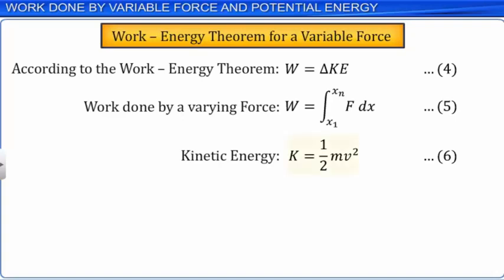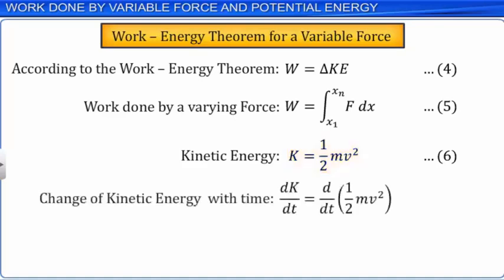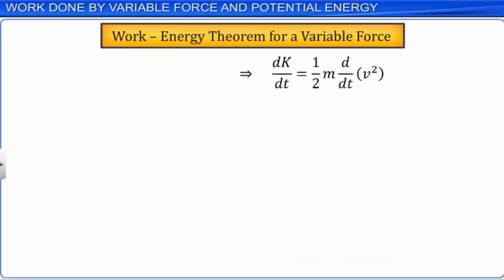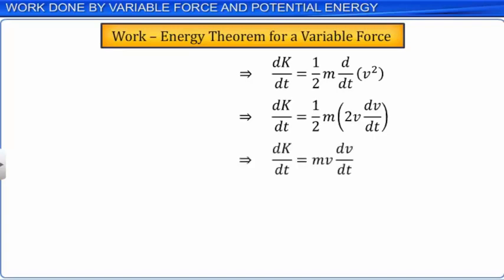On differentiating equation 6 with respect to time t, we get the rate of change of kinetic energy as dK by dt is equal to d by dt of half mv square. Thus, on simplification, we get dK by dt is equal to half m d by dt of v square. On further simplifying, we get dK by dt is equal to half m into 2v dv by dt. Thus, dK by dt is equal to mv dv by dt. This can also be written as dK by dt is equal to m dv by dt into v.